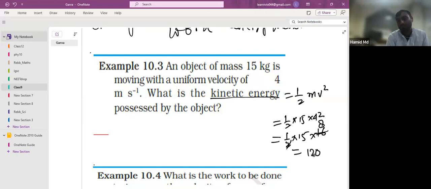Can you share the next one? 120, what will be the unit of it? This is energy, no? Yes, sir. So what will be the unit of it? Sir, the unit will be Newton. Newton is the unit of force. This is energy, and energy has the unit of joule, J. Clear?